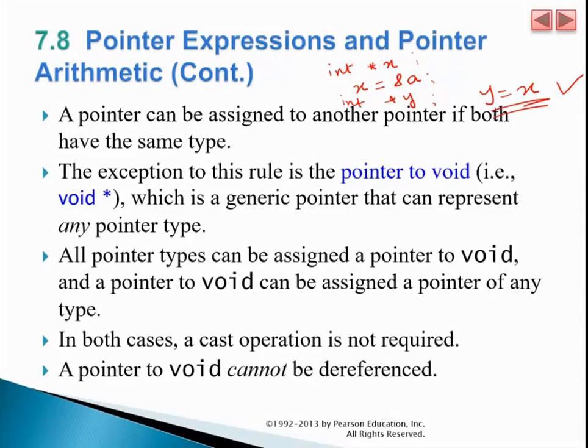Now there is an exception rule with pointer to void. Till now, the pointers I told you about could be of integer type or character type. It is also possible to make a pointer of void type, where instead of the data type you use void. All the pointers declared with void can be assigned any data type. So now you are opening up a huge scope for this pointer.